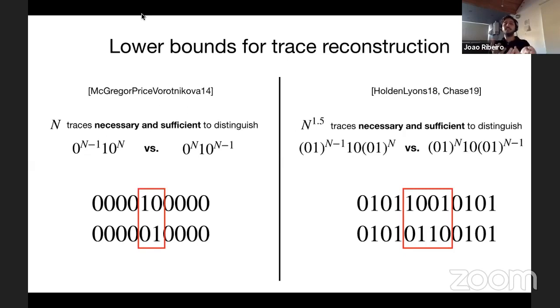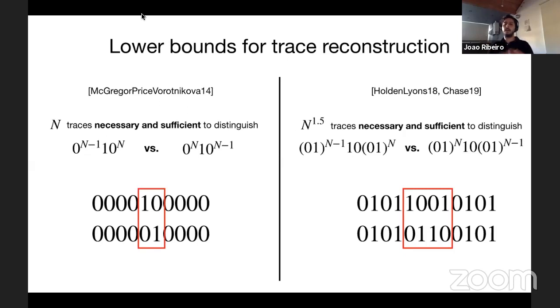And so these n traces are required to distinguish between these two strings. Now, the strings on the right-hand side, it's a very different setting because it's a much more difficult problem. They're much more difficult to analyze. But essentially, they are obtained from the left-hand side by replacing every 0 by a 0, 1, every 1 by a 1, 0. So now you have alternating zeros and ones, and this makes it very, very difficult to handle because you need to analyze deletions over these strings.